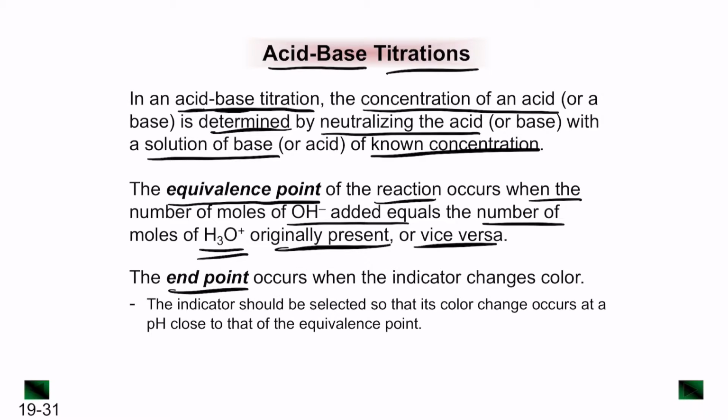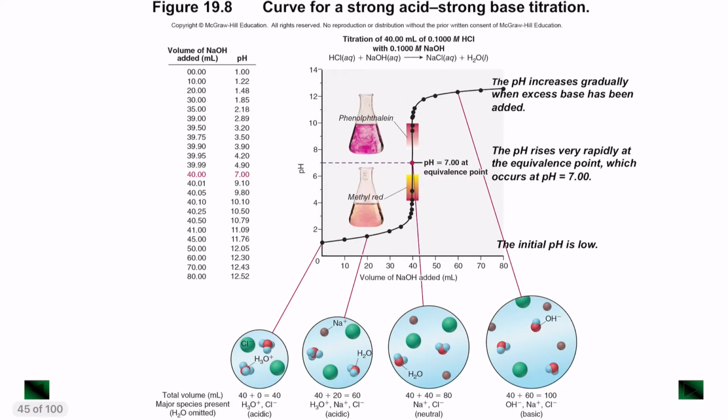Now the end point generally occurs when the indicator changes color. This is the reason why the indicator should be selected so that its color change occurs at a pH close to that of the equivalence point.